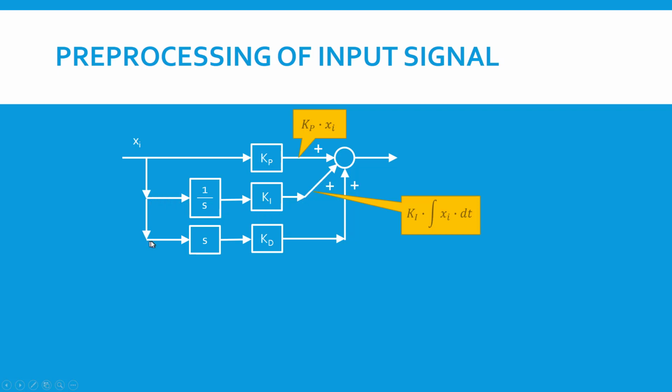With the third part, we take the input and we differentiate it. s is the Laplace transform version of differentiation.